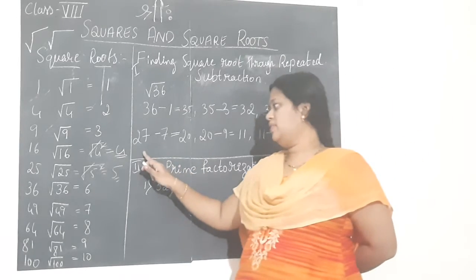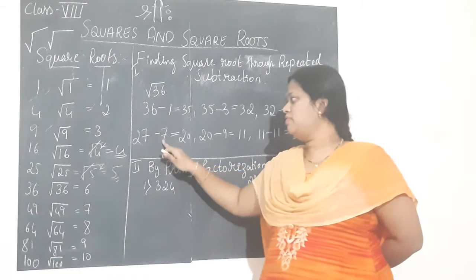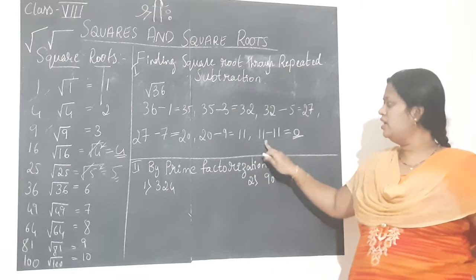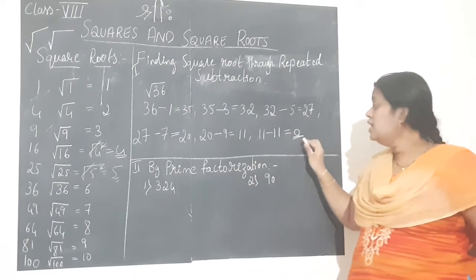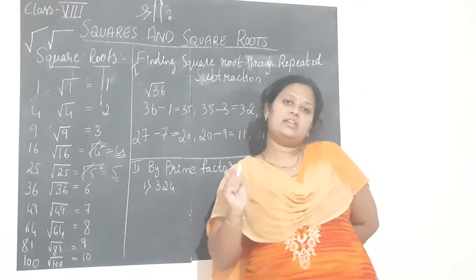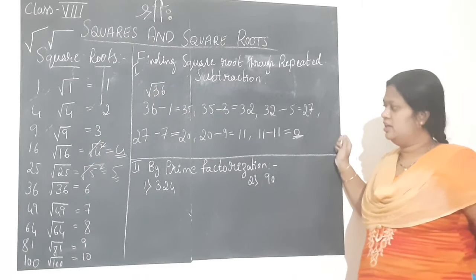Next write 27. After 1, 3, 5, which is the next odd number? 7. Subtract 7, 20. Then 20, the next odd number is 9. 20 minus 9, 11. Then 11, the next odd number is 11. Until you get 0, the difference 0, you have to go on subtracting the odd numbers from the difference numbers you get, like this continuously.